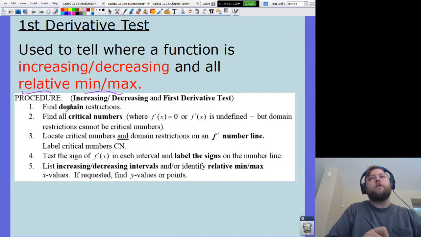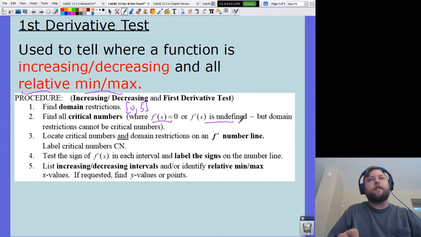You want to find domain restrictions, so usually the function says, hey, only between the domain of like 0 and 5. So it's usually given to you. And then you want to find the critical numbers in that domain. That's where critical numbers happen: where the derivative equals 0 or does not exist, is undefined. You have to know all those have to be within the domain. After you do this, locate the critical numbers and domain restrictions on the number line.